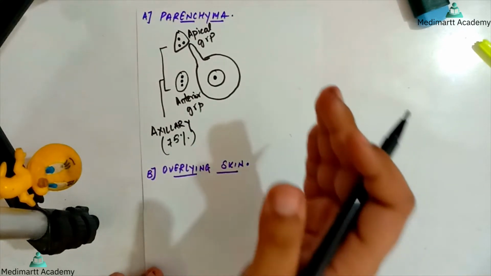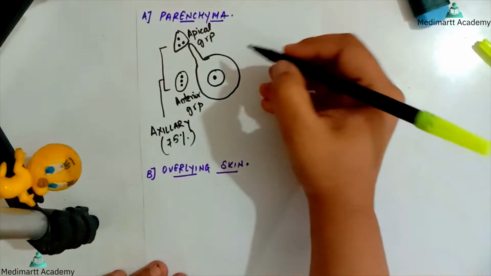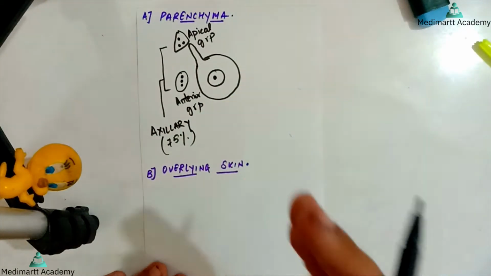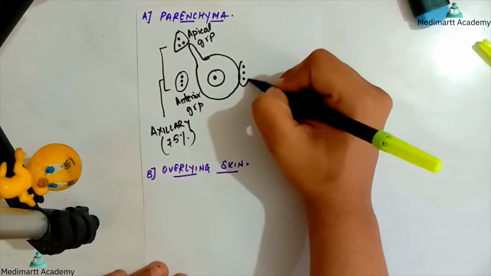Now, medial to the breast lies the sternum, or I can say between the two breasts is present the sternum. So between the sternum and the breast will be the parasternal nodes. Okay, this is our parasternal nodes.